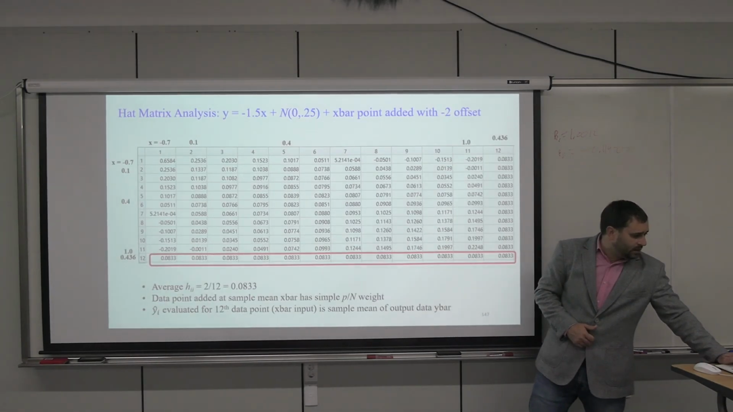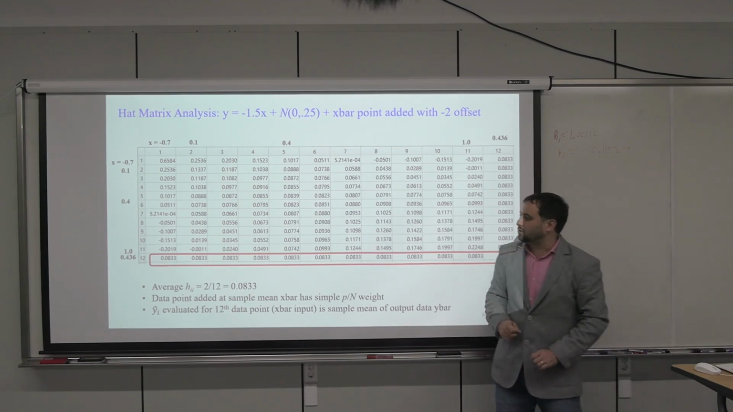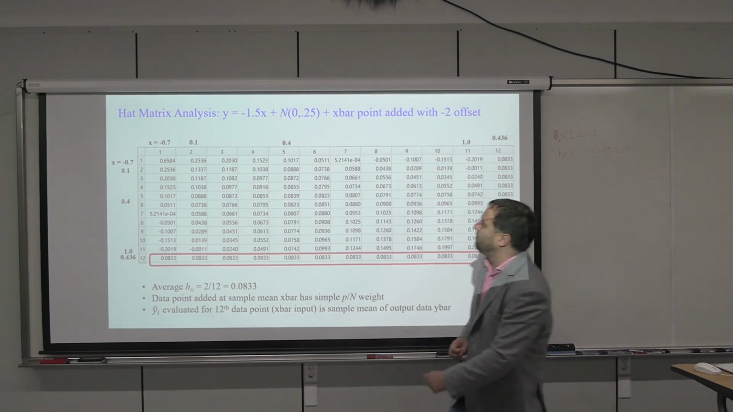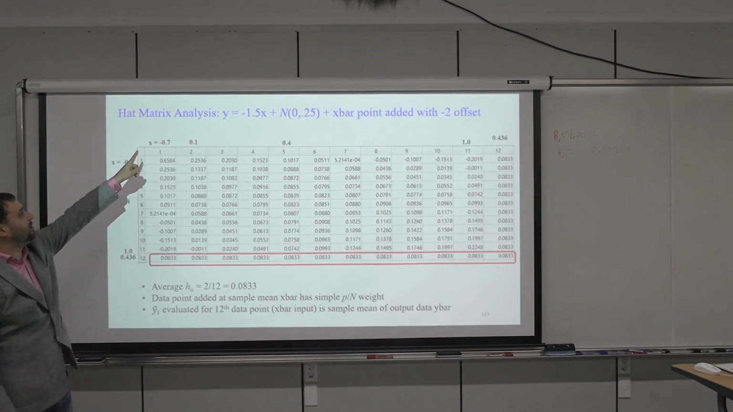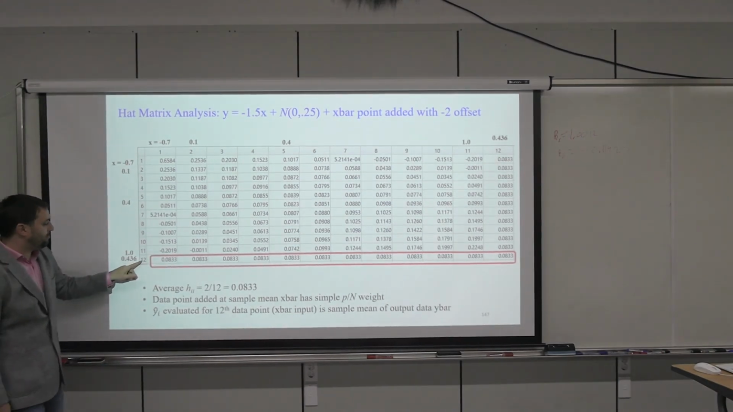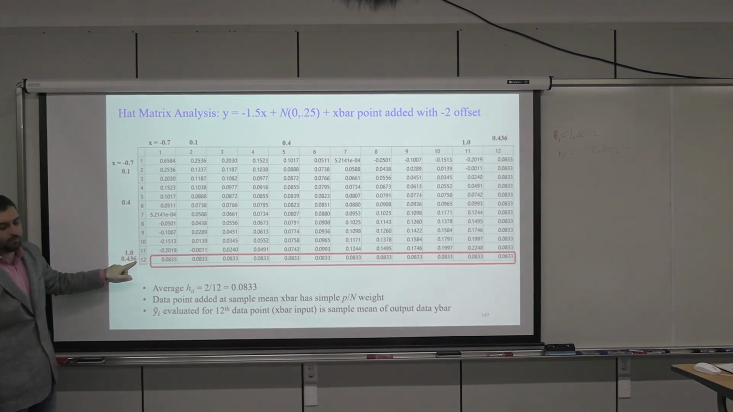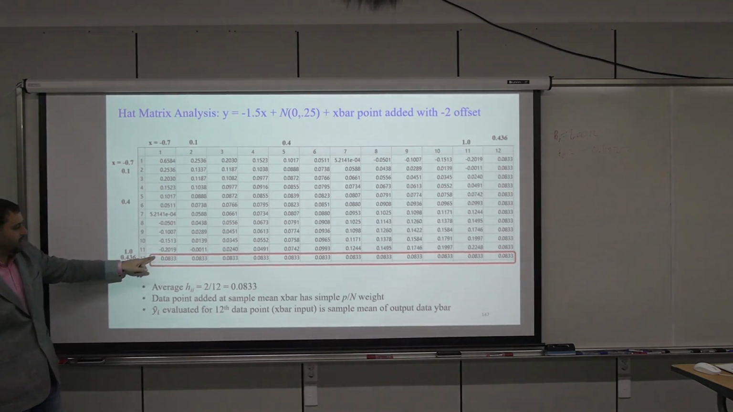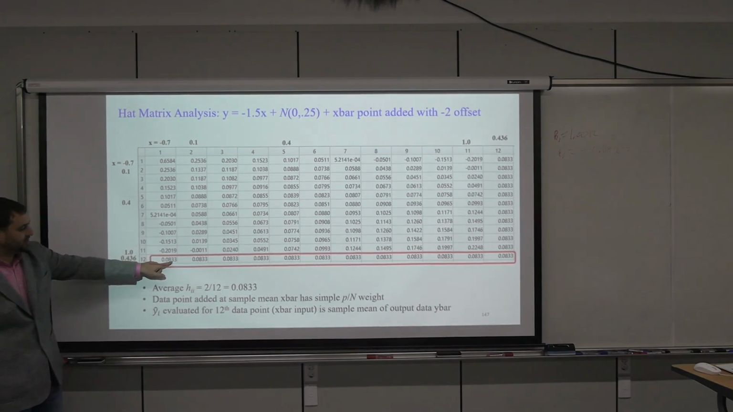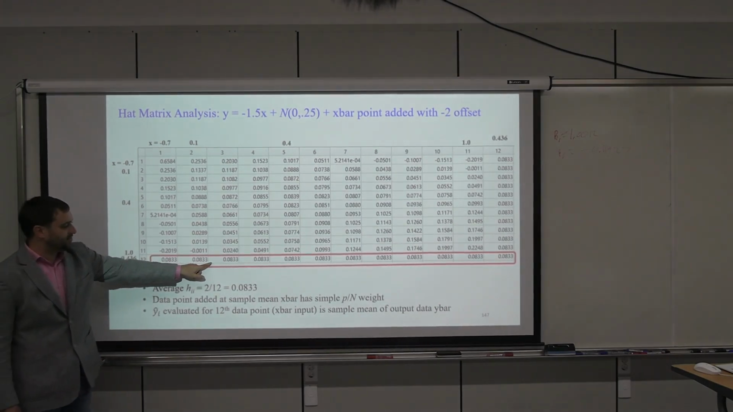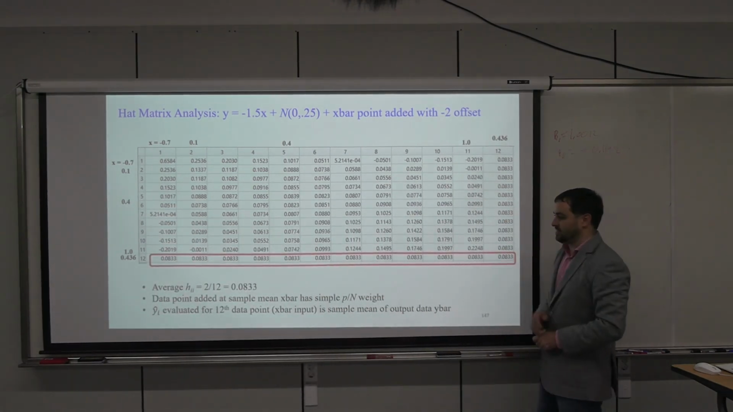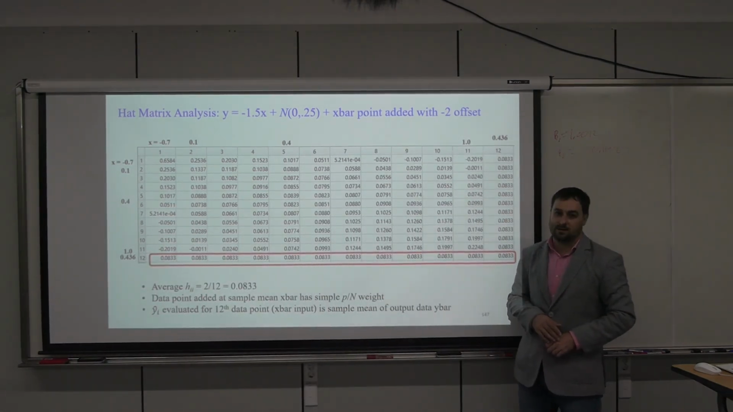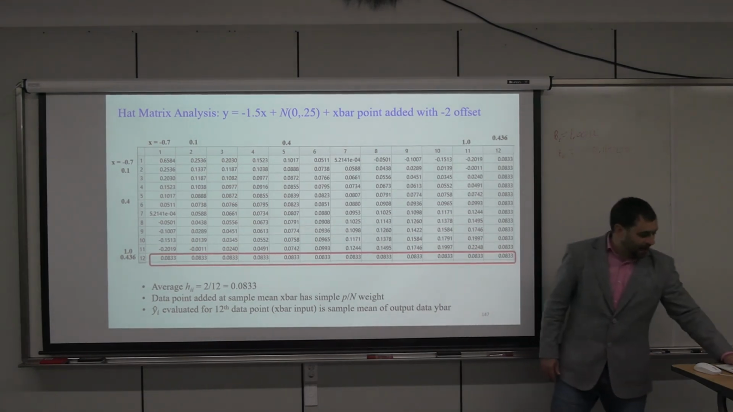And so let's do now with those extra data points added. This is the hat matrix for the additional, we've added the 12th data point. Its x value is 0.436, the sample mean. But look at the weight, look at the row 12. It's 0.0833, 0.0833, 0.0833. They're all the same weights, and that's 1 divided by 12 actually.